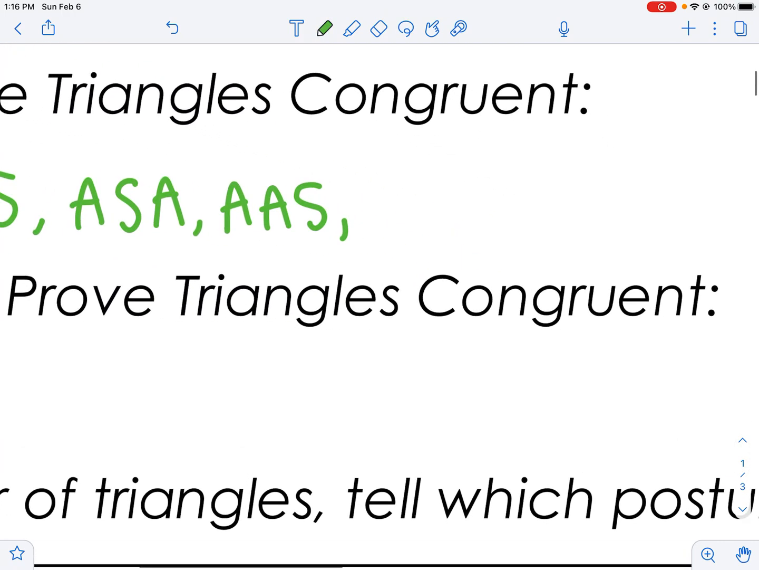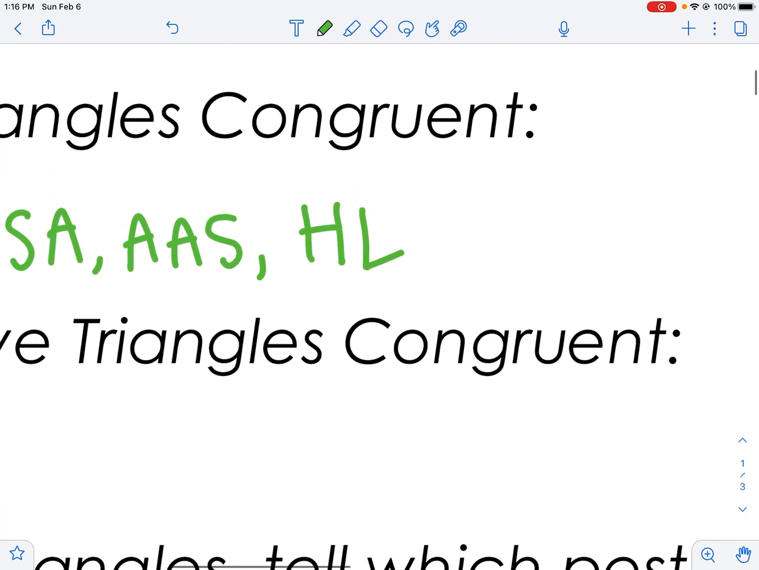and that's for right triangles only, and that's HL. Now, A stands for angle, and S stands for side, but HL works in a right triangle, meaning that we have to have 3 things. 1, it has to be a right triangle. It has to be a 90-degree triangle.